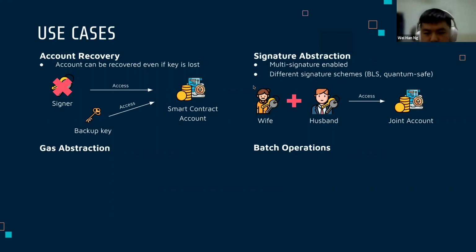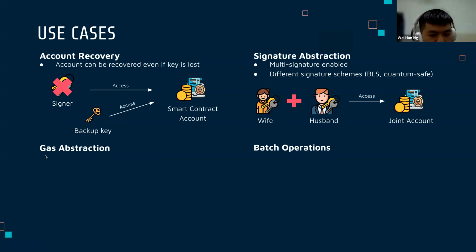But in this example, let's say you have a wife who has her own private key, and you also have a husband who also owns a private key. With the combination of these two keys, you can access a joint account, right? So this is how we can have a multi-sig application enabled. So yeah, this is one of our examples. There could be many other multi-sig examples.